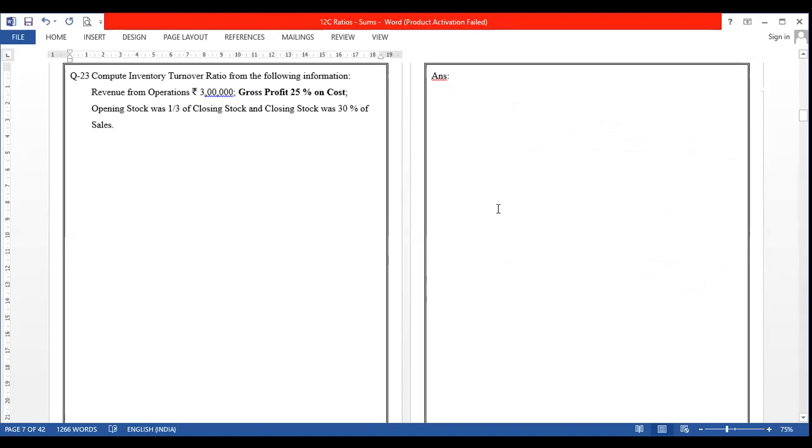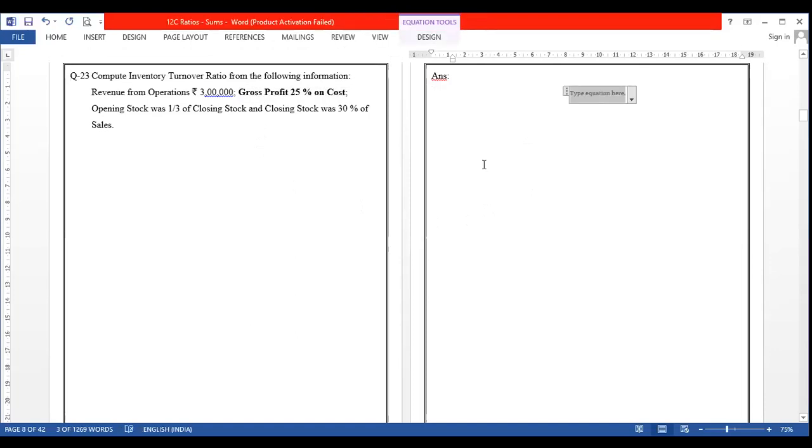Compute inventory turnover ratio from the following information. Revenue from operation is rupees 3 lakh. Gross profit is 25% on cost. This is a change. Opening stock was 1/3 of closing stock and closing stock was 30% of sales. This is fine, this is simple. But this is something important: gross profit is 25% on cost. So what was the assumption? We will assume the cost to be 100.